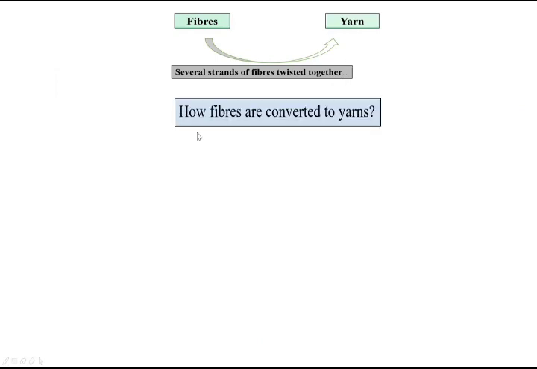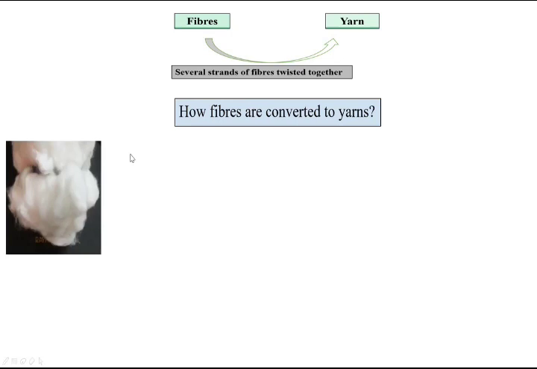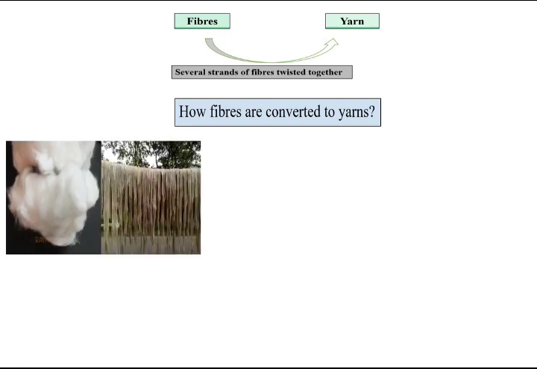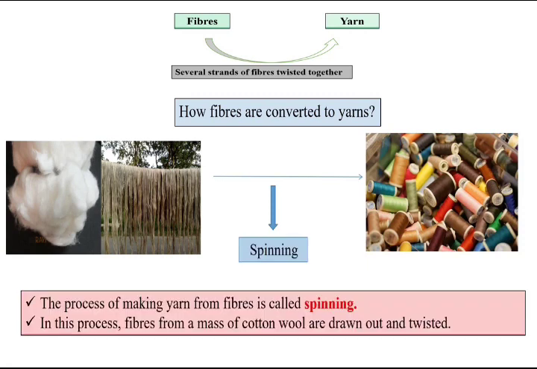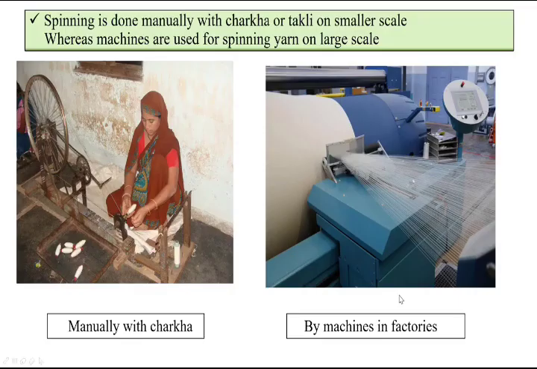We have learned that several strands of fibers are twisted together to form yarns. The yarns are made up of fibers. How are fibers converted to yarns? What process do we call it? Yes, that is called spinning. What is spinning? The process of making yarn from fibers is called spinning. In this process, fibers from a mass of cotton wool are drawn out and twisted. Look here, spinning is done manually with charkha or takli.